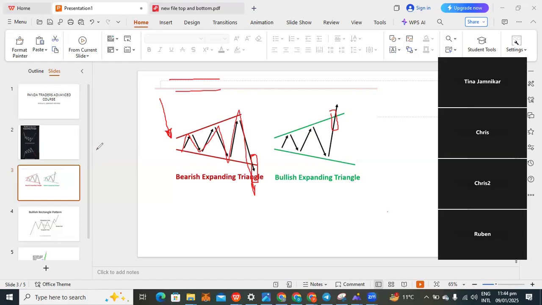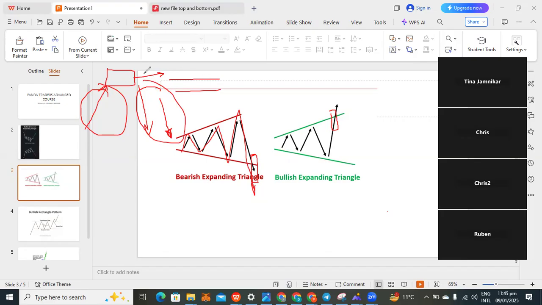Okay. Next we have to study the continuation pattern. Now, let me tell you what a continuation pattern is. Since the beginning, we were studying reversal patterns. A reversal pattern tells us that the trend currently in progress is going to reverse. Something is going to happen here which will reverse this trend and convert it into this. This is called a reversal pattern.